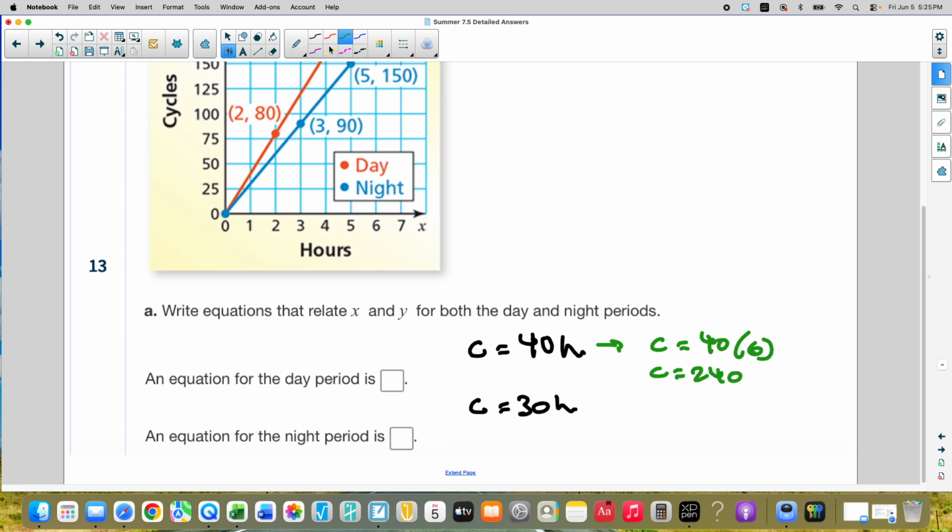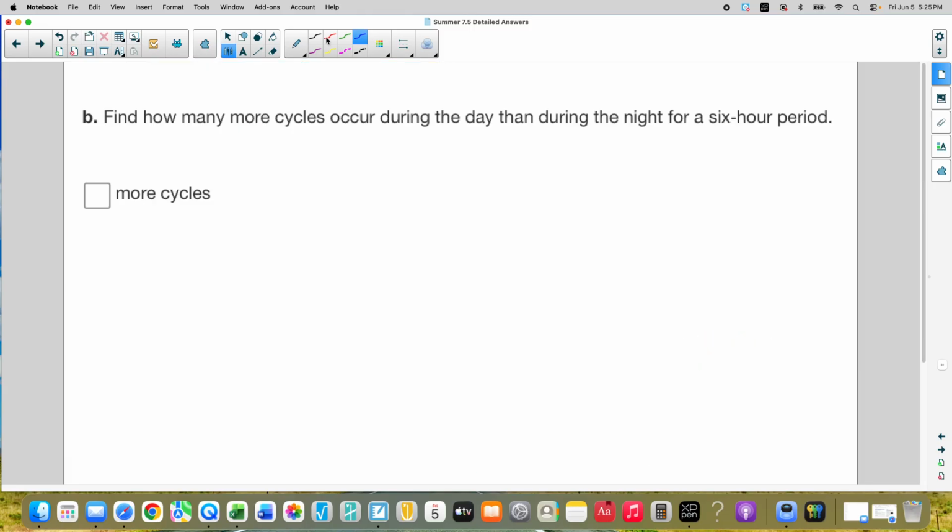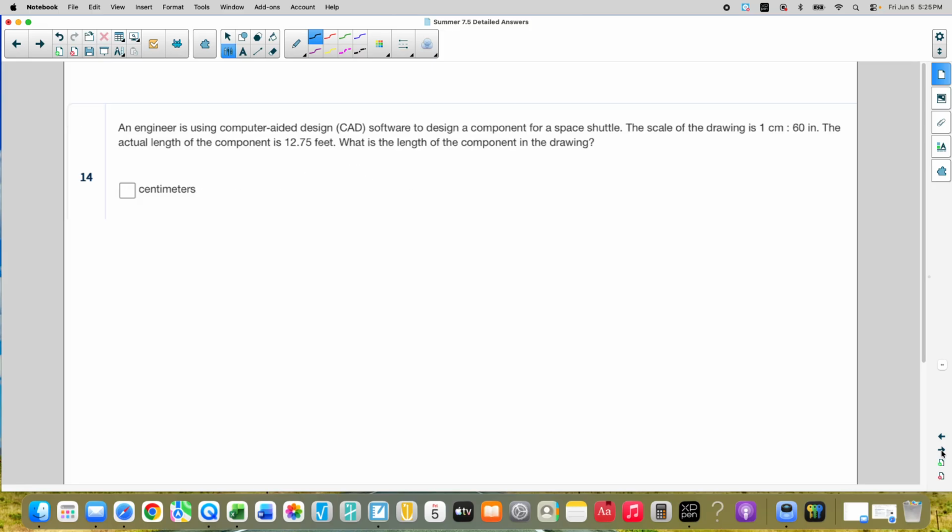And then for the night, we're going to plug in C equals 30 times 6, which gives us 180 cycles. So we have 60 more cycles during the day. 60 more cycles during the day. I like that question. You needed to comprehend that.